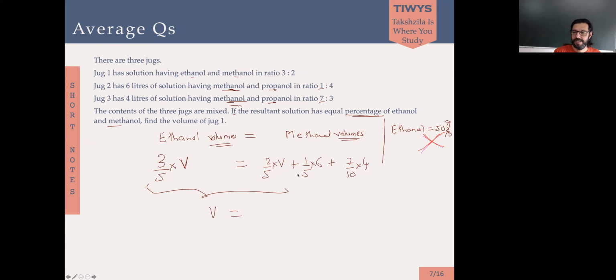Does something cancel? Very small things cancel, but it helps us. So let me just do that. Here 7 2s are 14, 20 by 5. Okay, there's a 1 by 5. So 20 by 5, which is going to be 4, so V is 20. I've used a little bit of a shortcut. If percentages are equal, that also suggests that the volumes are equal.